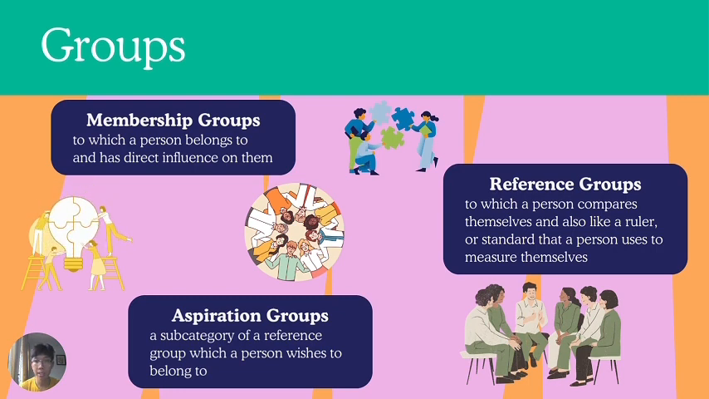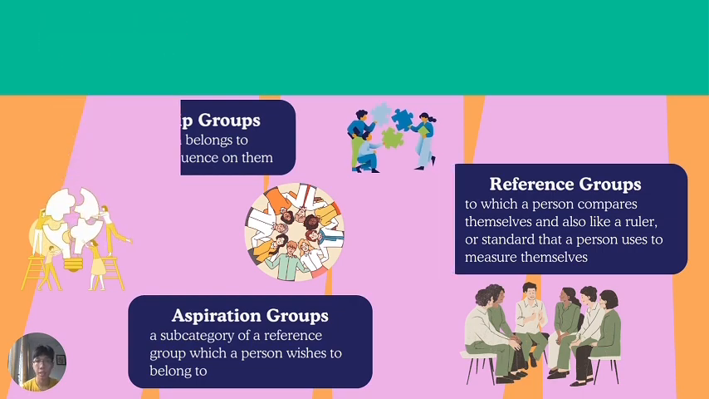The next one is reference groups, to which a person compares themselves. This group is like a ruler or a standard that a person uses to measure themselves. The last one is the aspiration group, a subcategory of reference group which a person wishes to belong to, for example models, actors, sports stars, and many more.